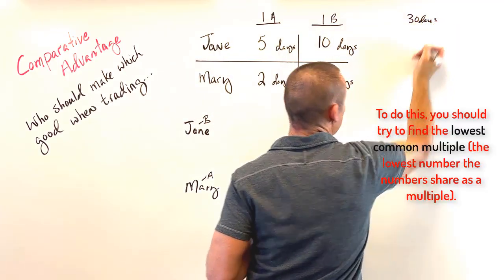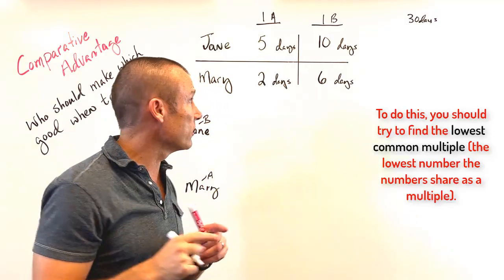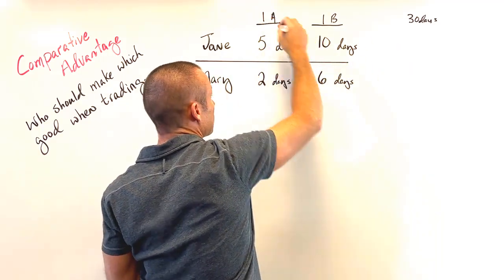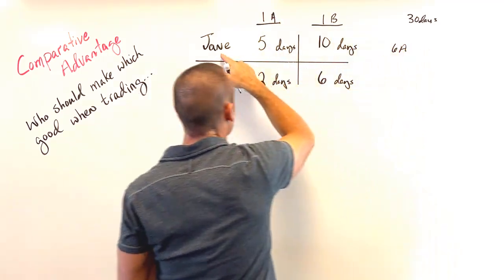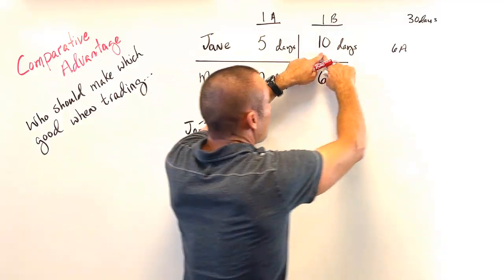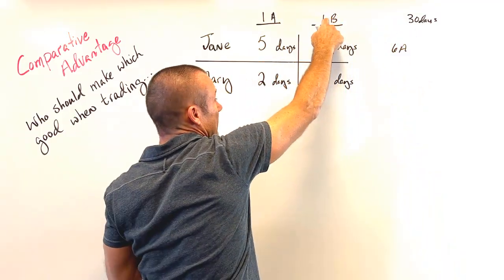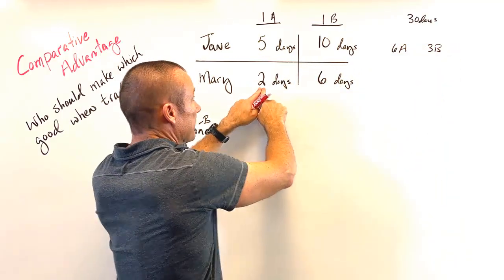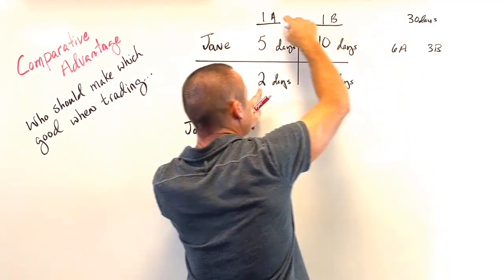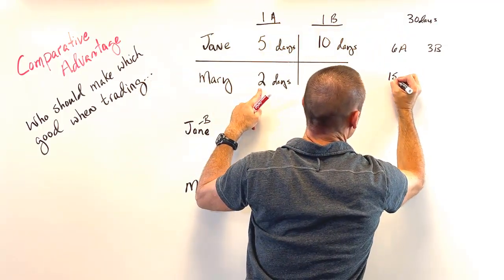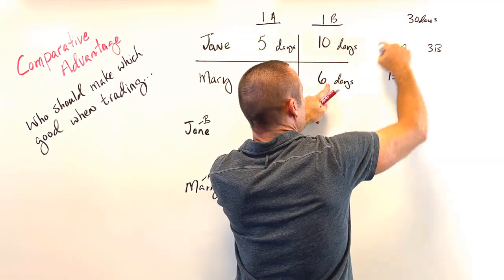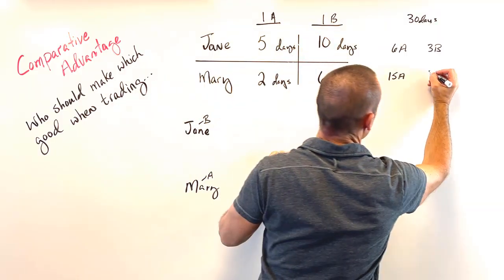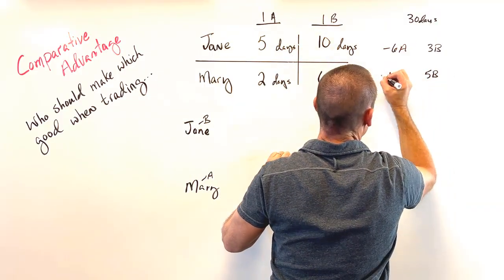Okay, now I'm fixing the inputs, right? In 30 days. Okay, so 6 times more days, 6 times more of A. 6 of A for Jane, okay? In 3 times more days, 3 times more of B, 3B. I hope that makes sense to you. Mary, 15 times more days, 15 times more of A, 15A. 5 times more days, 5 times more of B, 5B. Put your negative.